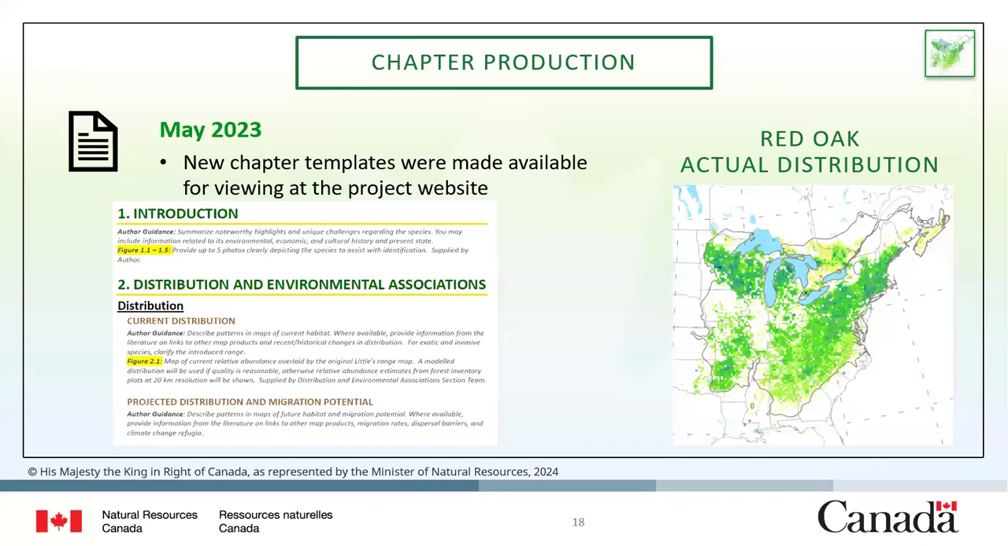To ensure consistency in the content presented for each species, a detailed chapter outline guides the authors through the drafting process. This plan has been available on the project website since May 2023.